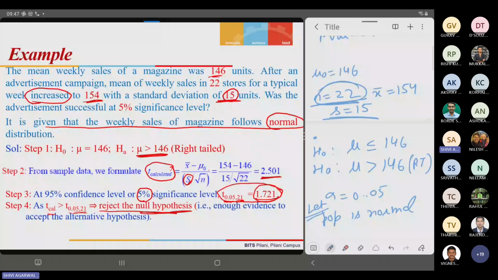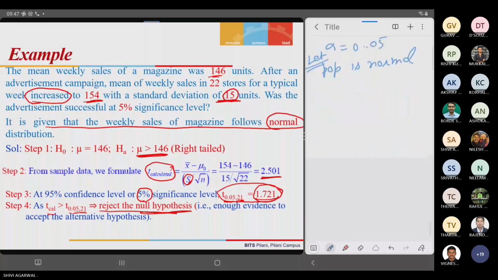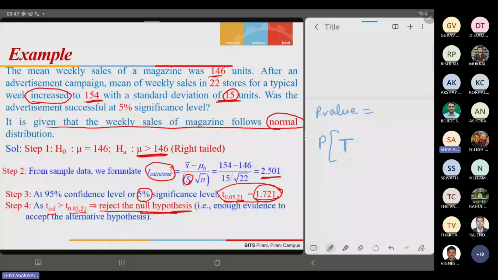Now how can we do it with the p-value? So in the p-value, probability p-value is equal to P of t. Instead of z, we are taking t, because here we are using t distribution with n minus 1 degrees of freedom. Okay? Because it is a right tail test, it is greater than. And our calculated value is 2.501. And with the degrees of freedom, we are just checking here.